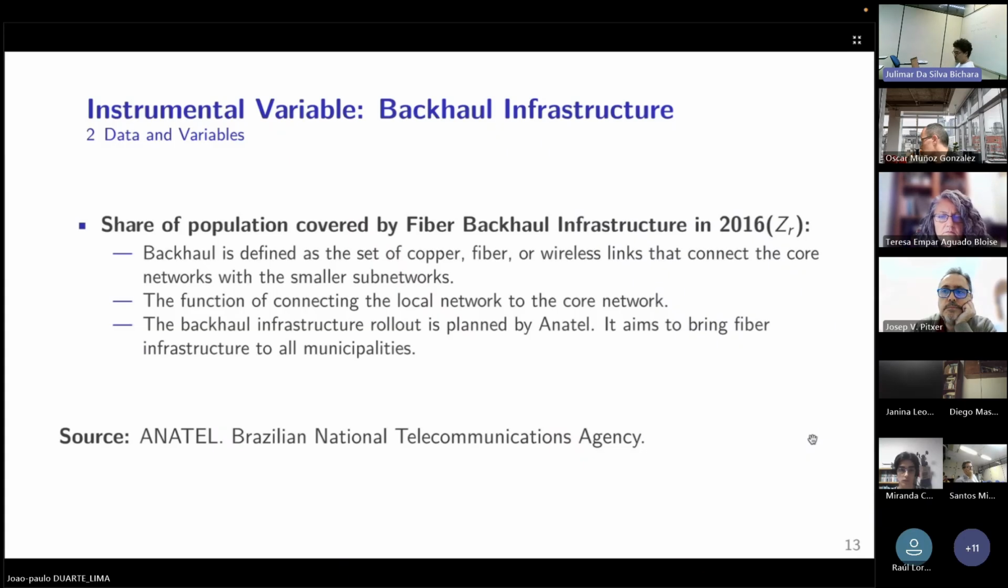So if you don't have a cable that connects your city, it's harder for you to have internet speed. And this backhaul infrastructure I use only for 2016, to not allow it to affect the current labor market. So the idea is that access to this infrastructure is exogenous to current period informality, informal employment, and labor market outcomes.